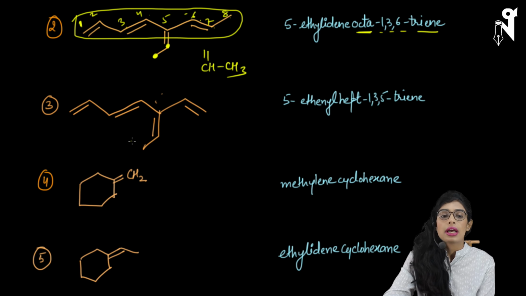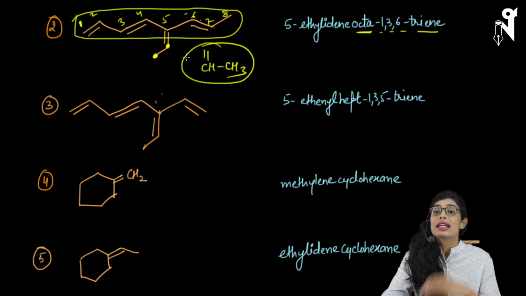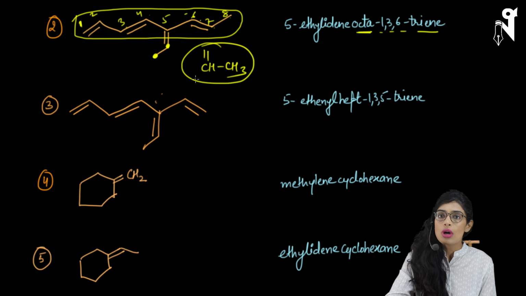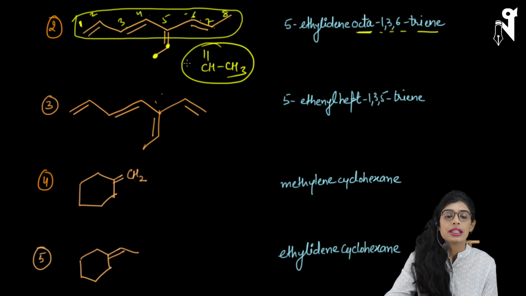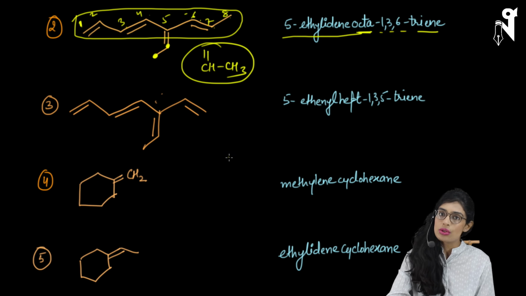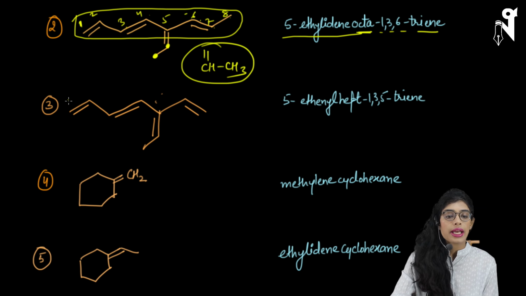This structure, which is attached to the principal carbon chain using a double bond, is an alkylidene made up of 2 carbons. So the name of this will be ethylidene. So that is why we have written 5-ethylidene octa 1, 3, 6 triene. Now let's go to the next one.